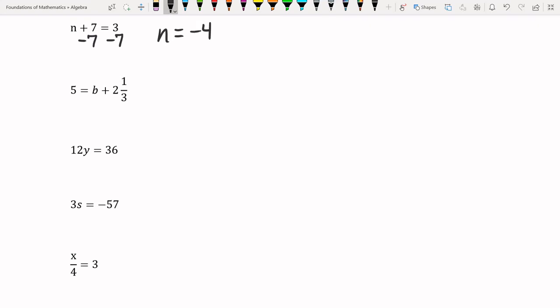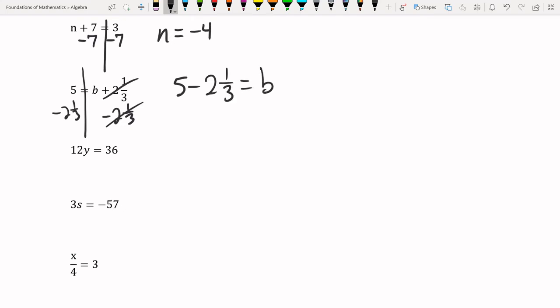Okay, the next one, we have b plus 2 1/3 equals 5. So how do we get b by itself? We need to subtract 2 1/3. You see, I'm always doing it on either side of the equation. That's how you balance it. That's how you always make sure you're not changing the equation. You're just changing how it looks, I guess. So we have 5 minus 2 1/3 equals b.